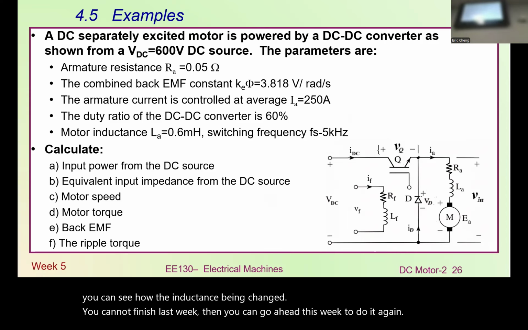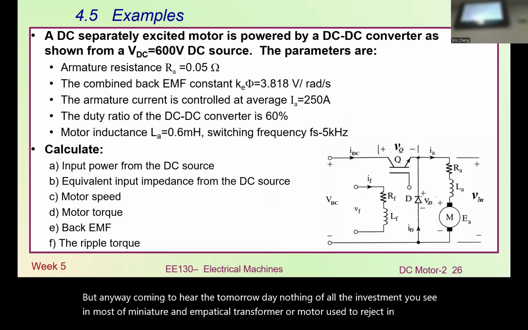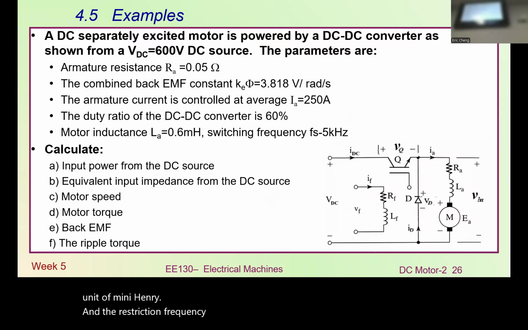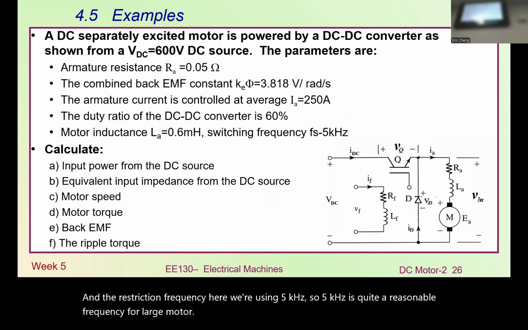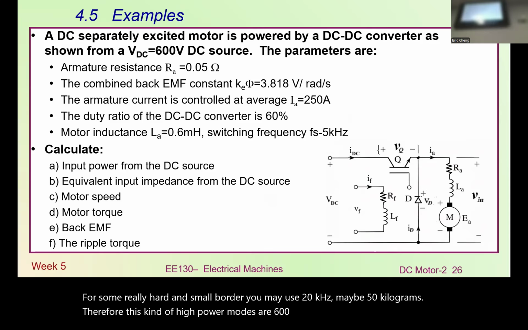But anyway, coming to here, the motor inductance, like all the inductance you see in most of the literature on transformers or motors, is usually in the unit of millihenry. And the switching frequency here, they're using 5 kHz. 5 kHz is quite a reasonable frequency for a large motor. For some small motors, you may use 20 kHz, maybe 50 kHz. But for this kind of high power motor, 600 volts, a few kHz will probably be more suitable for the motor control system.